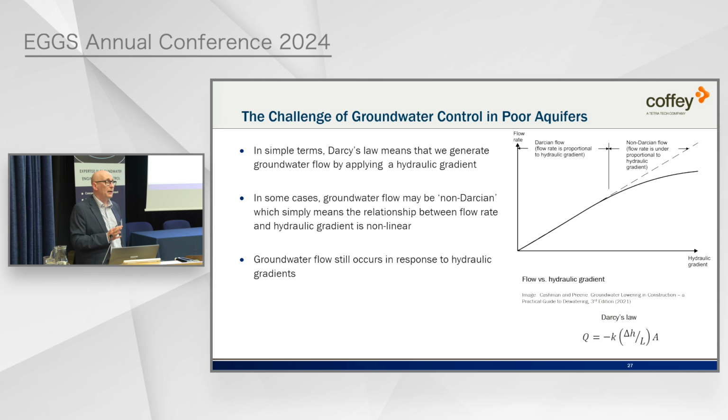It's worth saying that sometimes you might hear that the flow's non-Darcian. For example, if you get high hydraulic gradients in fractured rock, they say that the flow becomes non-Darcian. It's really important to realise that that doesn't mean that the relationship between hydraulic gradient and flow has broken down. You're still getting flow in response to hydraulic gradient. What it means is the relationship is no longer linear.